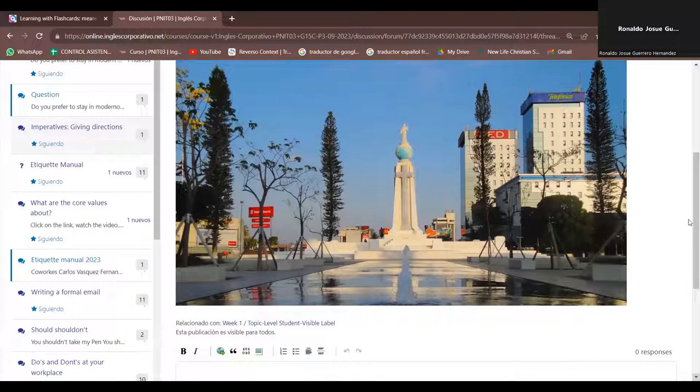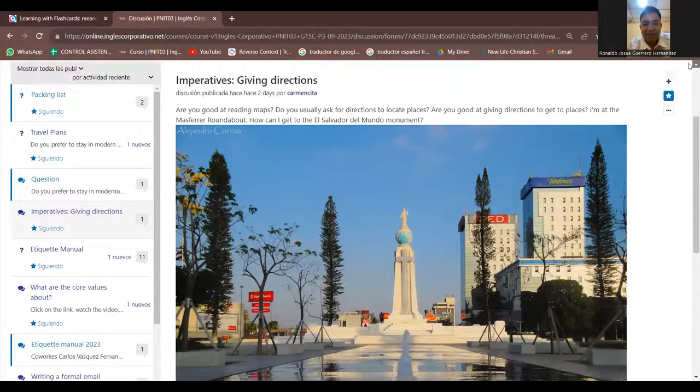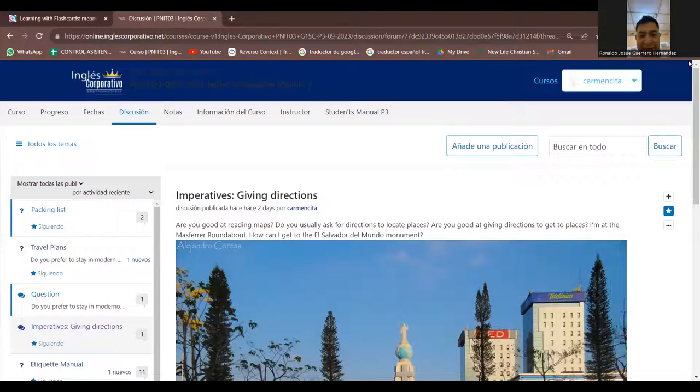Teacher, for example, Ronaldo, I am at the Masferrer roundabout. Okay, so how can I get to the El Salvador del Mundo monument coming from that point of reference? That's a starting point. Okay, starting point. The roundabout, right? Roundabout, el redondel, roundabout. Masferrer roundabout.